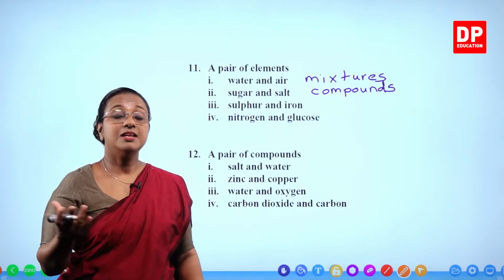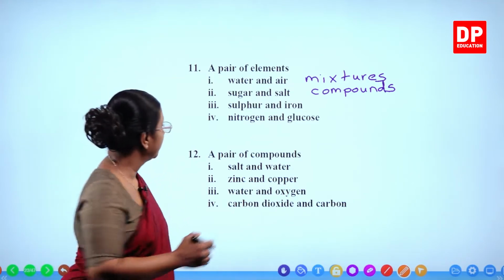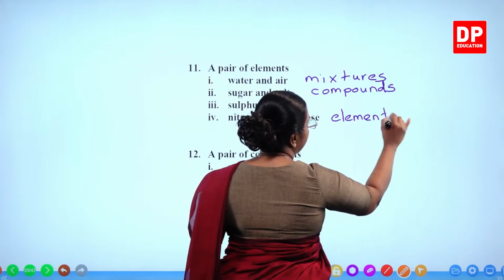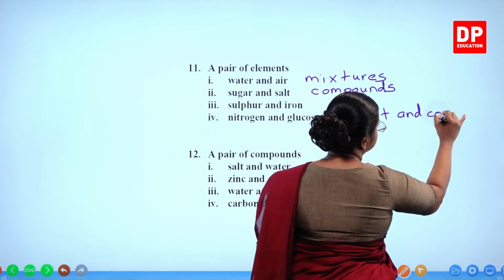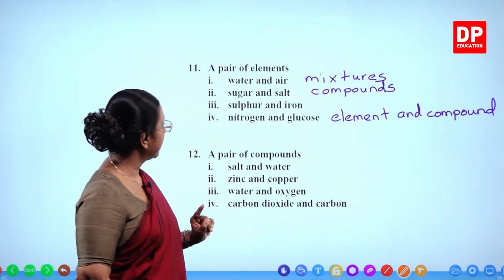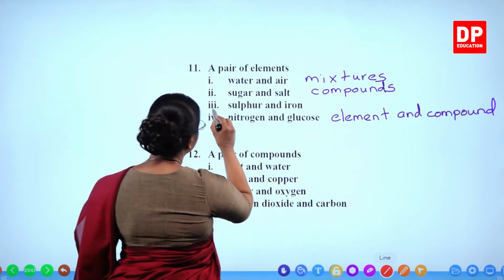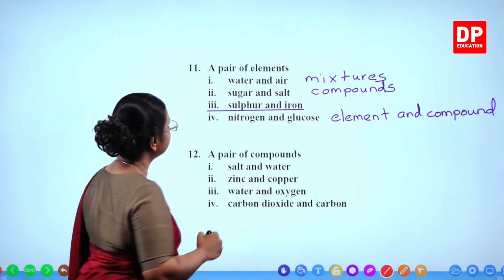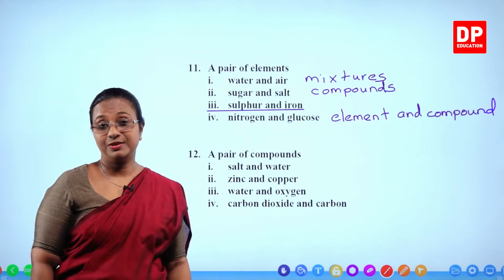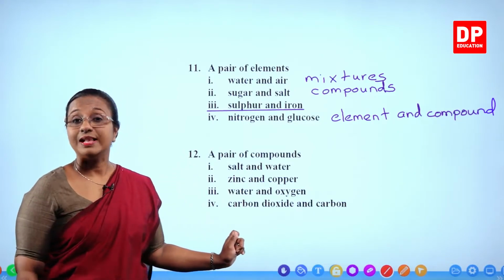What are they? Nitrogen is an element, it is a gas, whereas glucose is a compound. So nitrogen and glucose: element and compound. So water and air, they are mixtures; sugar and salt, they are compounds; sulfur and iron, both of them are elements, so that's the correct answer. But nitrogen and glucose, nitrogen is an element, glucose is a compound. Is that okay, students?